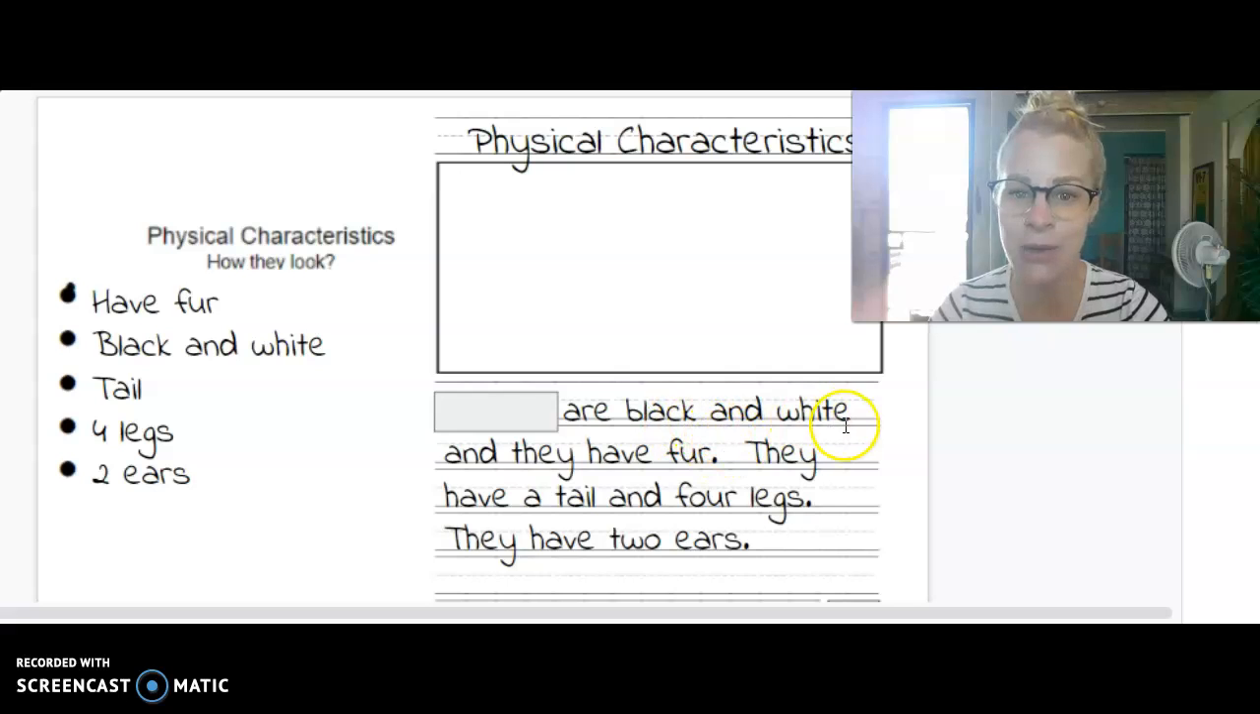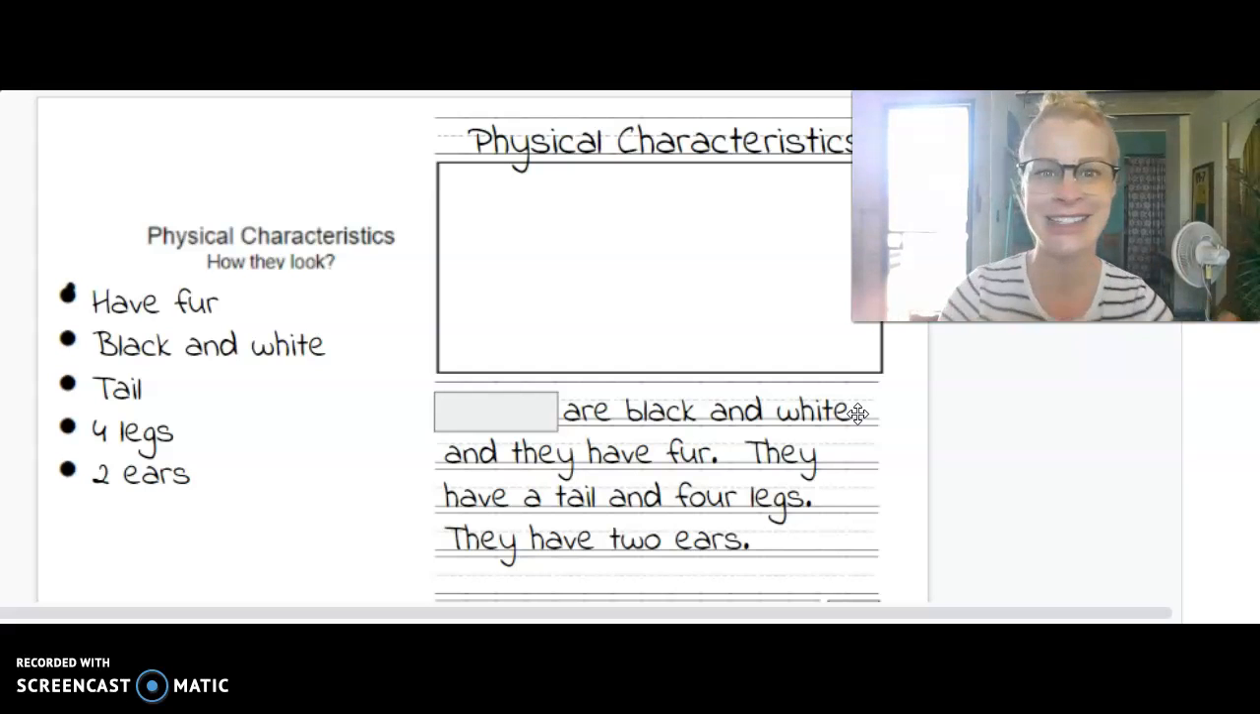Are black and white, and they have fur. They have a tail and 4 legs. They have 2 ears. Now, there are already 2 adjectives in here. Did you notice what they are? Black and white. Colors are adjectives. But with this paragraph, can you guess what my animal is?